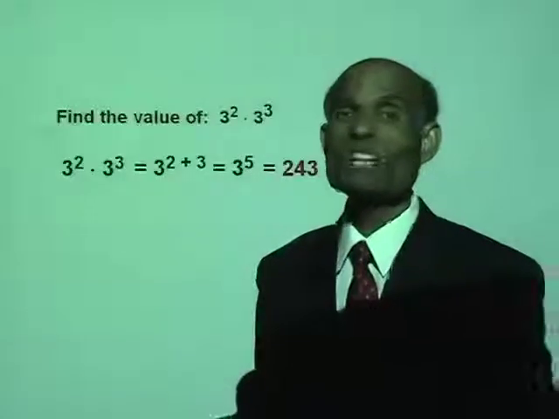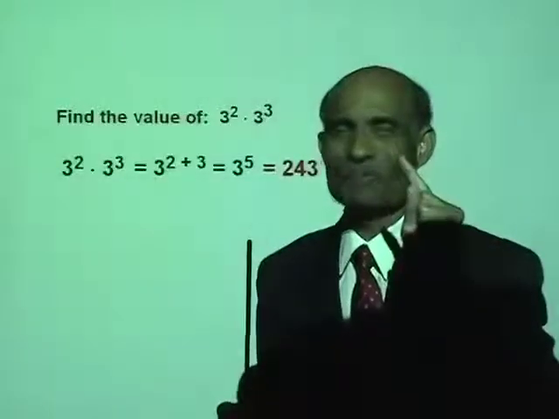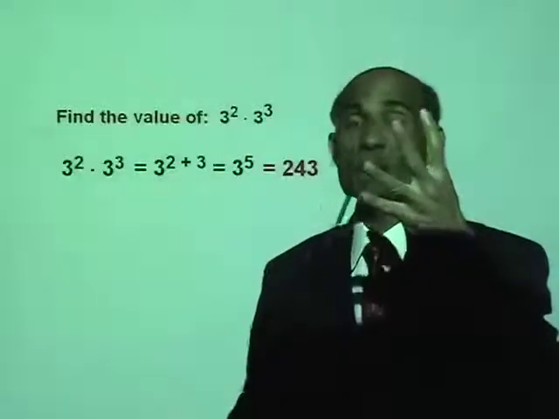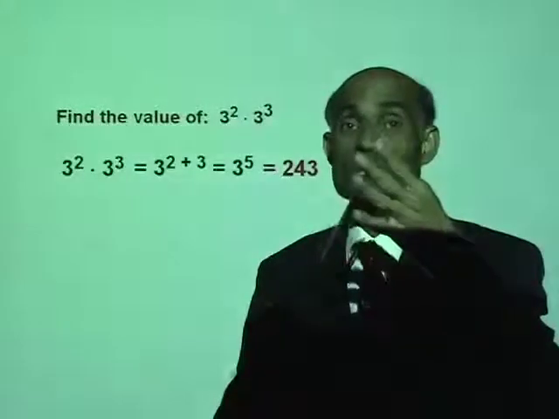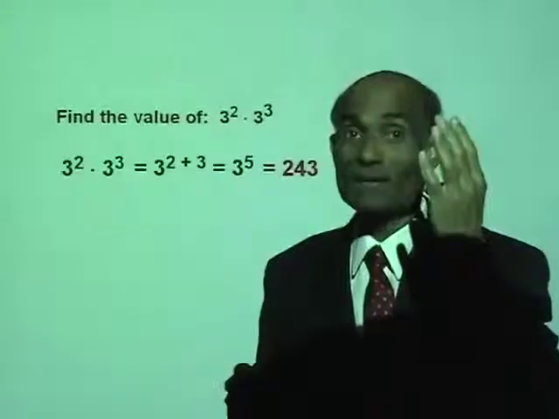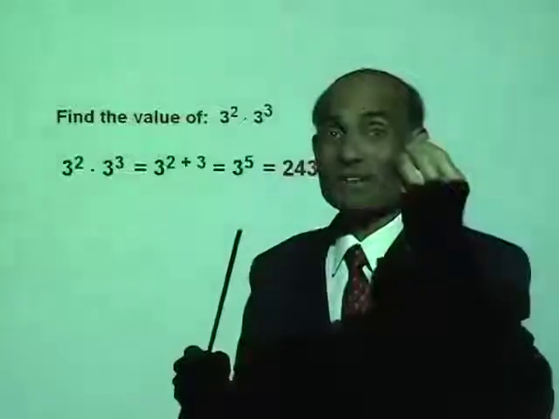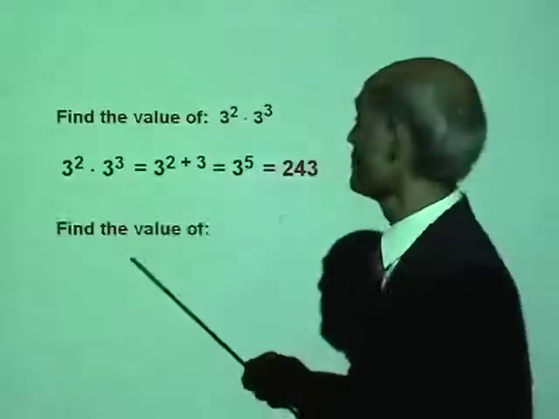Alright, tell me, what is 3 to the power of 4? 3 to the power of 4 is 3 times 3 times 3 times 3. That is 81. 3 to the power of 3 is 27. Okay? Alright, let's move on.